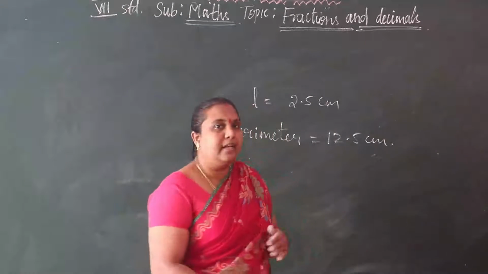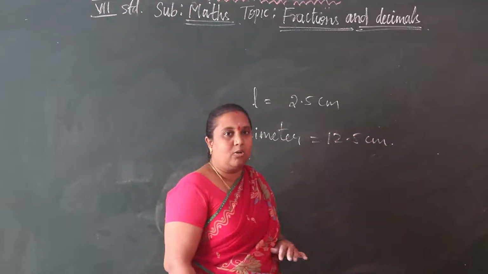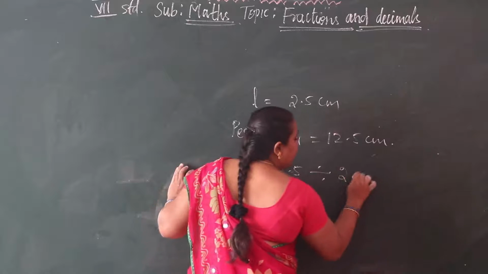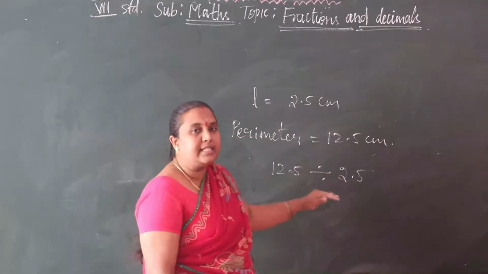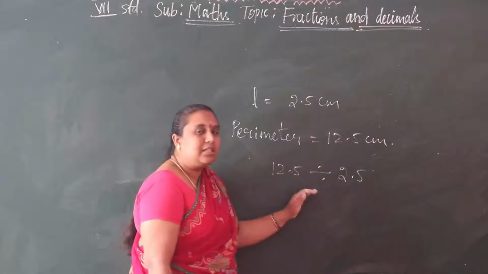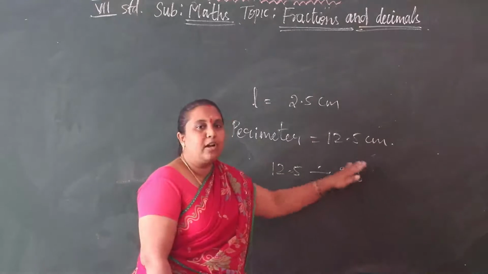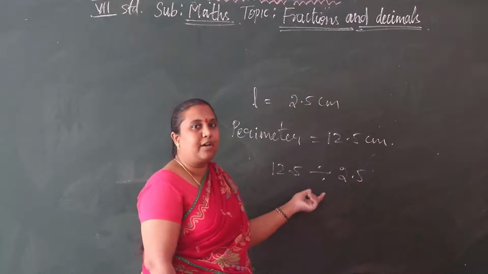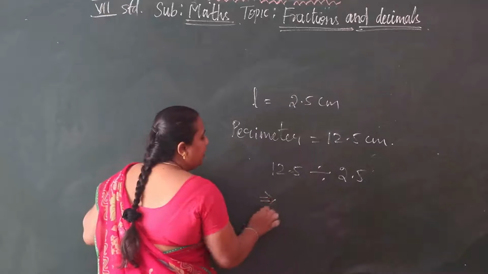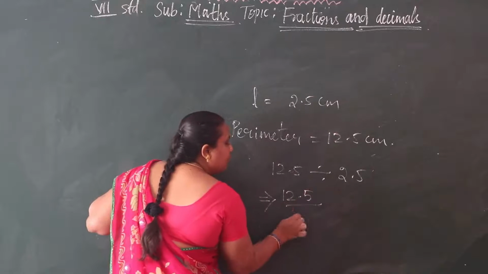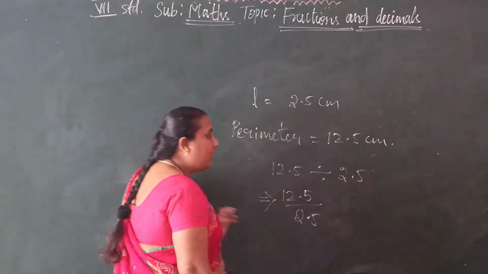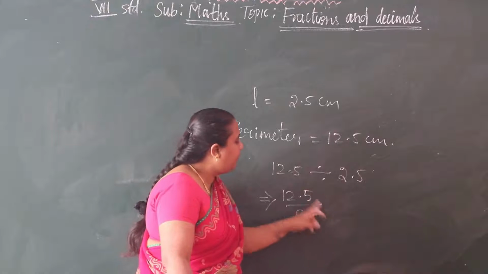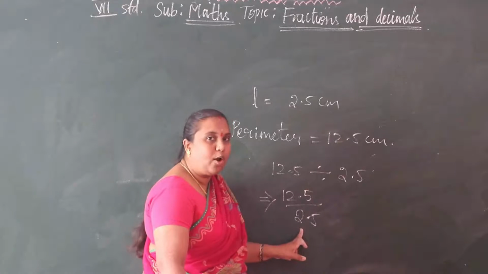So we can divide the perimeter by the length. So we have to divide 12.5 by 2.5, and from this we can get how many sides there are. Before this we have to write the reciprocal form of the divisor. This is the dividend and this is the divisor. The reciprocal form of 2.5 is 1 by 2.5. So 12.5 into 1 by 2.5, we can write as 12.5 by 2.5.